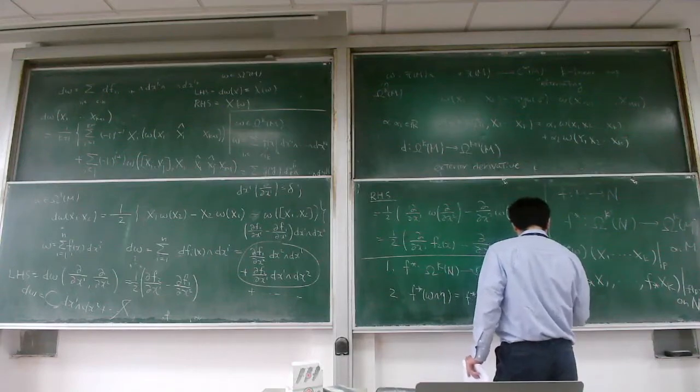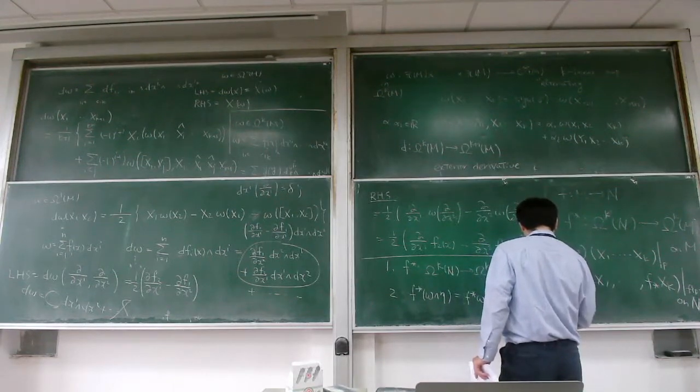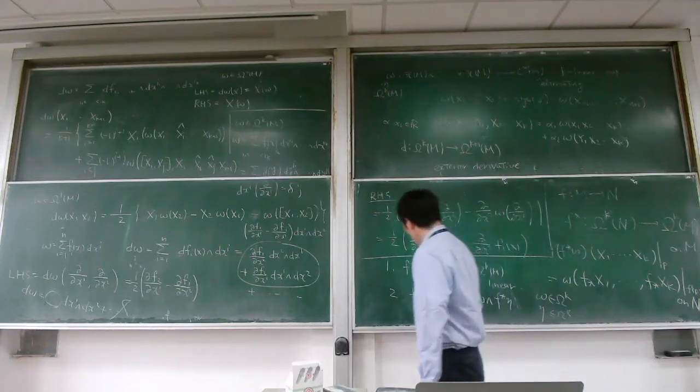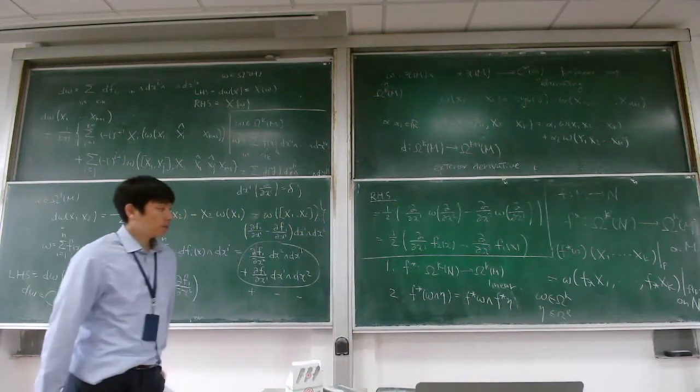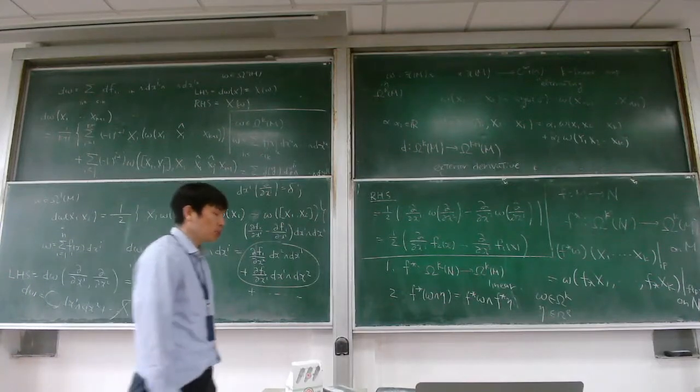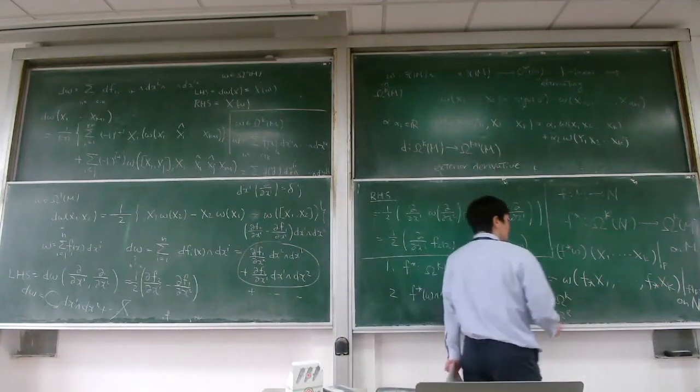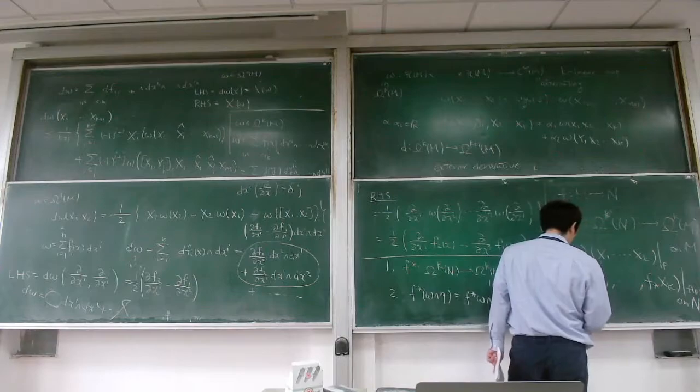So omega of k, the k-form, and the l-form. If you take a wedge product, the pullback should apply for each of the forms, where this is on N and N.